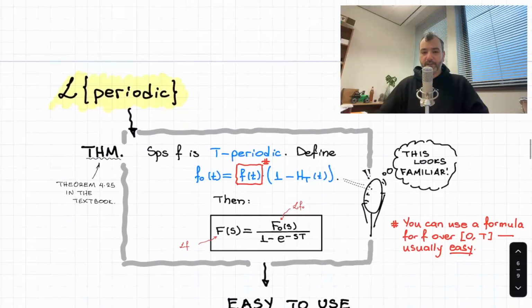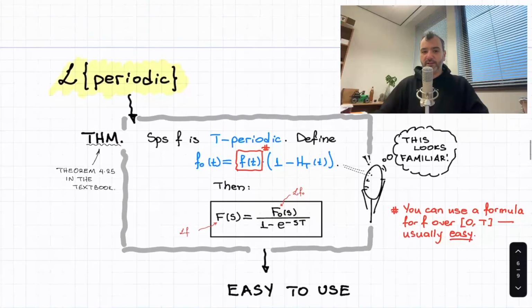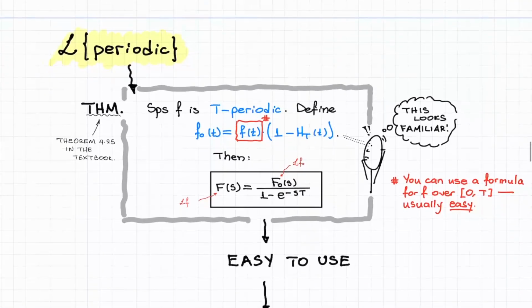Right. Now there is this beautiful result that allows us to determine the Laplace transform of periodic functions using a very simple formula. So if you have a function f, which is periodic with period T, then we can define this new function, we call it f naught. And this function is equal to f times 1 minus the Heaviside with parameter T.